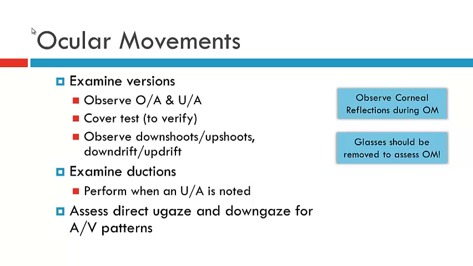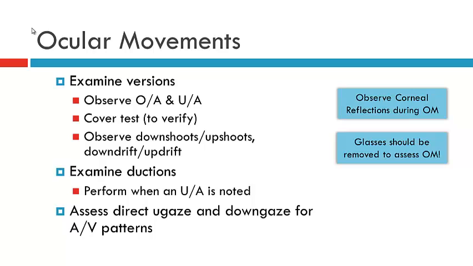However, if the movement was unable or abduction was not improved with ductions, then it would indicate that we perhaps have a mechanical restriction. Okay, and finally, don't forget to assess up gaze and down gaze for your AV patterns.